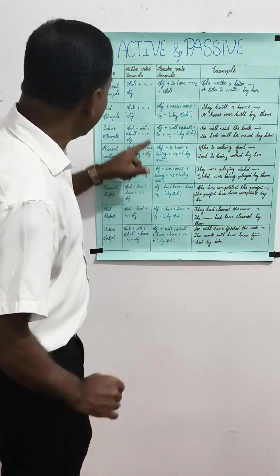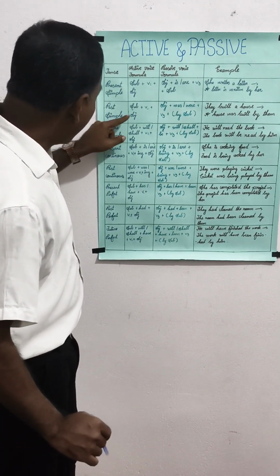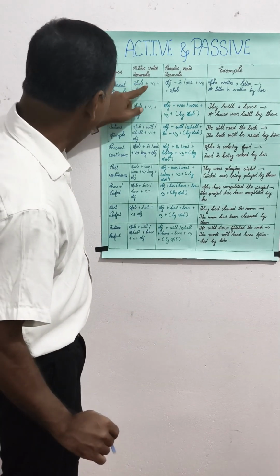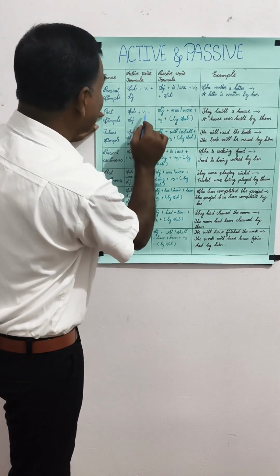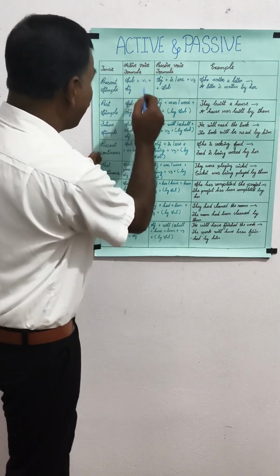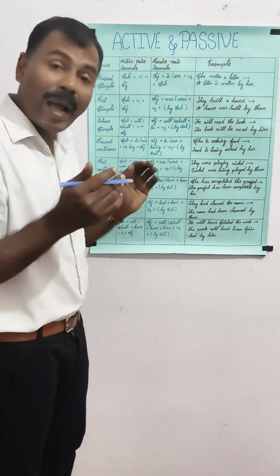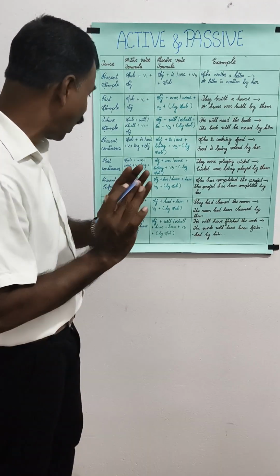Then you can see, when we are writing active voice, present is V1, past is V2. So for present only we will write V1 first. For past we write V2. And for future, again we will come to the first one, that is V1. Next, present continuous and past continuous: when we are writing, you can see V1 plus ing only we will use. That you have to remember.